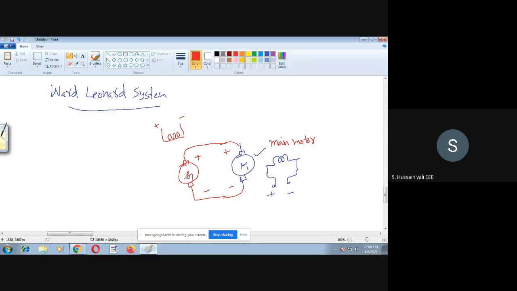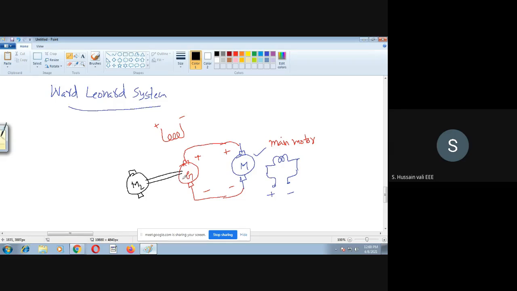Now, what does a generator require? A generator requires mechanical energy once again. You get the mechanical energy from another motor, which I will draw here. This is another motor, I will write it as M2. So here you have two motors. It's very important. That motor's shaft is coupled to the shaft of the generator.